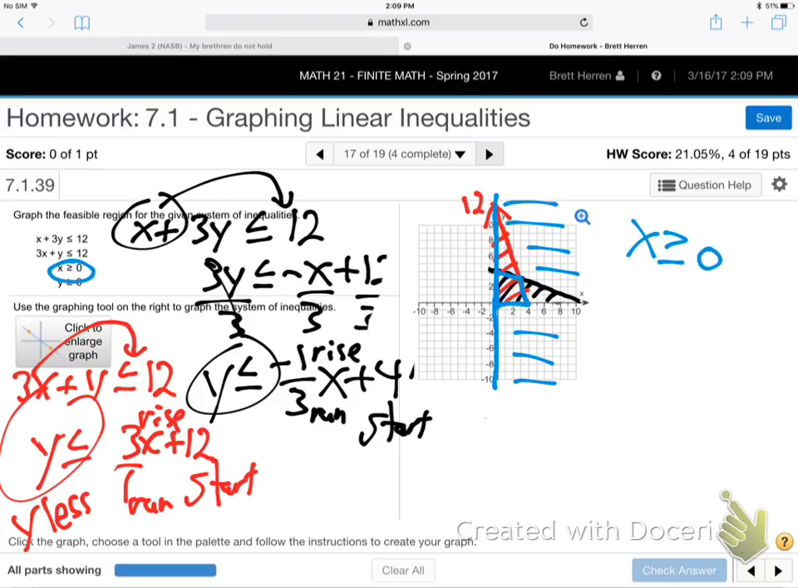And then you're going to have to also put on the graph y, which is going to be here. y greater than or equal to 0 means shade above. See what I did there? So y greater than or equal to 0 is hitting the y-axis at 0 and shading up. And x greater than or equal to 0 is hitting the x-axis at 0, shading to the right.